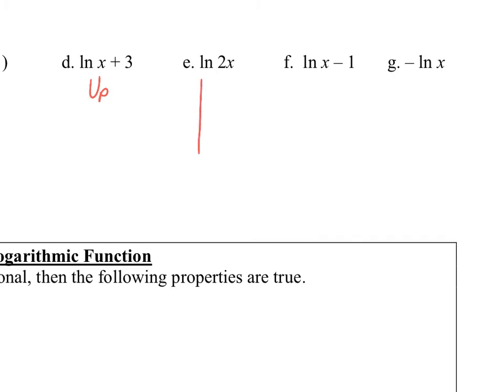So that's not going to affect our asymptote. It's still going to be on the y-axis. However, instead of hitting at (1, 0), it's going to be at (1/2, 0). And instead of (e, 1), it's going to be at (e over 2, 1).